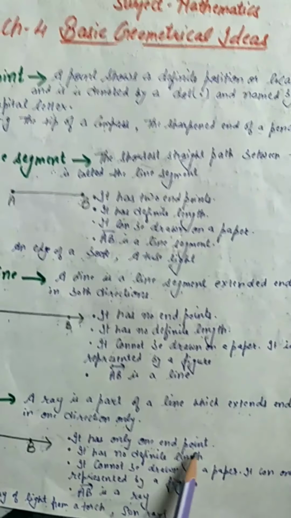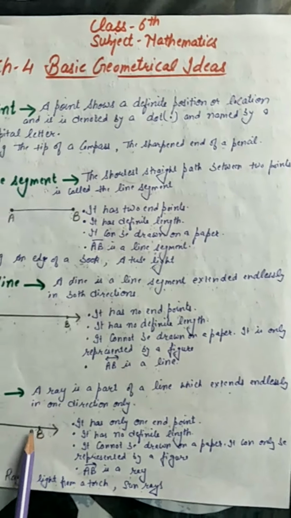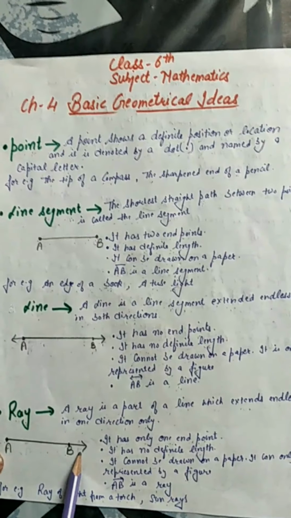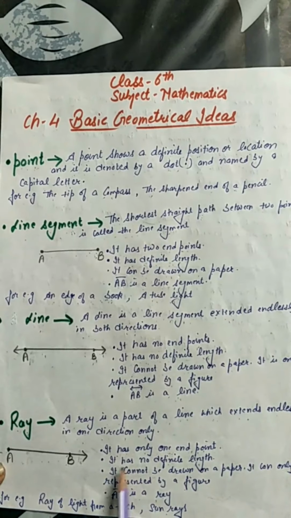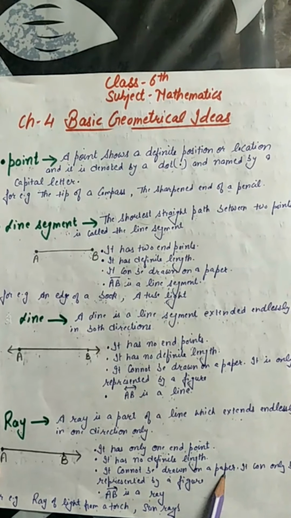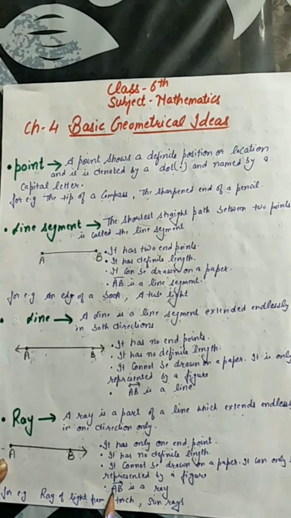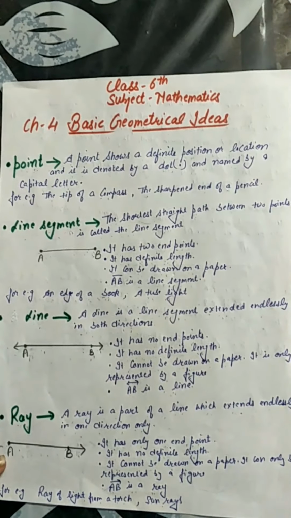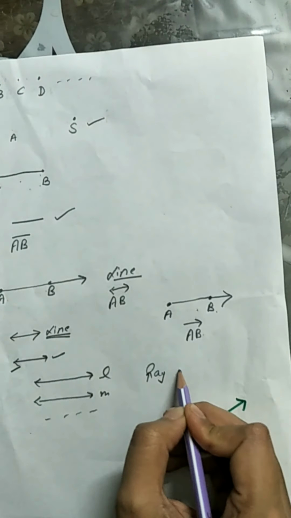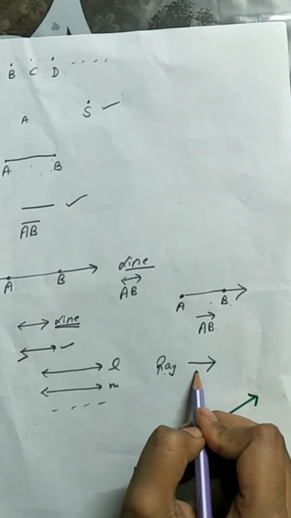It has only one endpoint. You can see it has only one endpoint, and from the other side we can extend it endlessly. It has no definite length. It cannot be drawn on paper. It can only be represented by a figure. AB is a ray. This is the representation of ray AB. So students, what is the symbol of a ray? The symbol of a ray is like this, with only one arrow.